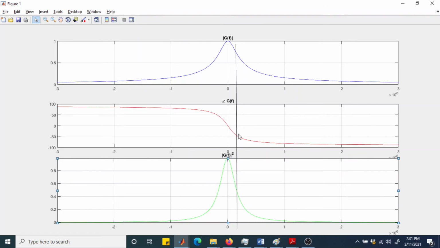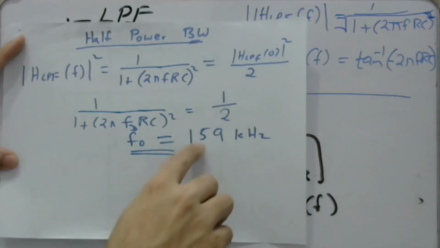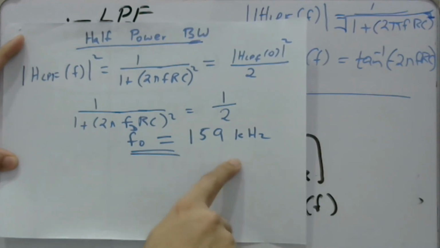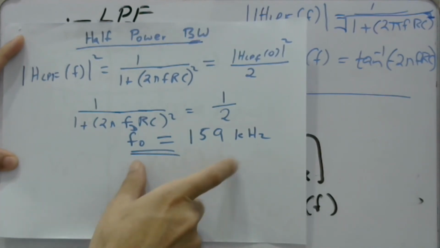You can observe that it is almost linear from 0 to 159 kilohertz and minus 159 kilohertz, and over here we have a decay, right? So it's not having a constant gain, so this is having distortion in this region. So this is our half power bandwidth, 0 to 159 kilohertz.